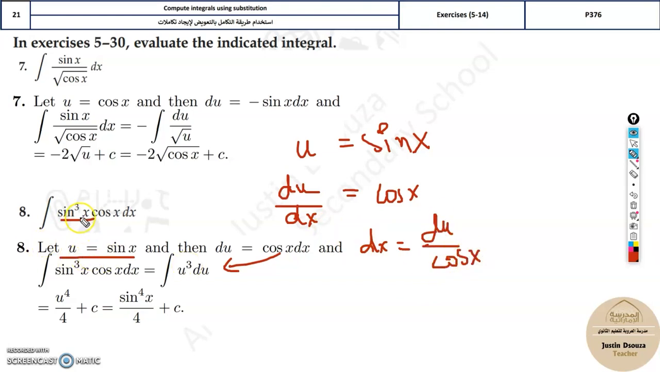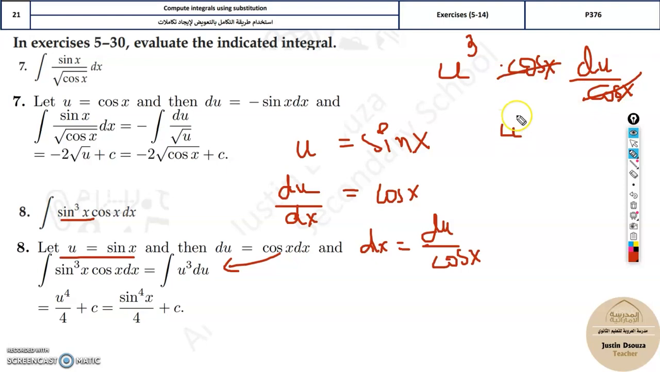Now let me substitute everything back. Sine I have taken as u. So how many sines are there? 3. So u to the power 3 into cos x. And now I have du by cos x. So this cos x cancels. You have only u to the power 3 du to integrate now. Isn't it easy now? u to the power 3 du. Integrate it and you will get the answer. Substitute back the sine. That's it.